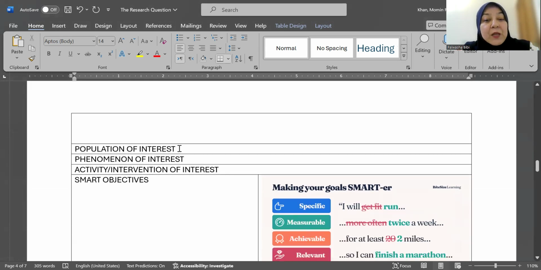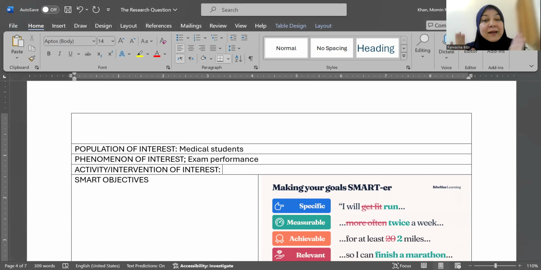Okay. The population of interest is entirely feasible for you because it's medical students. They are all around you. You are one of them. The phenomenon of interest we already discussed is exam performance. Activity, is there an activity or intervention of interest in your research question? Because see, it is not just my research question. The grid will apply to all the research questions that you give me or that you give to yourselves.